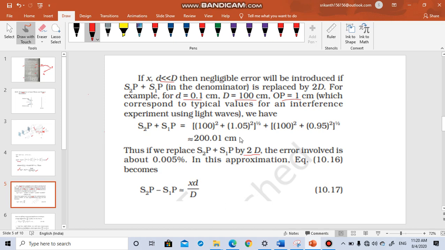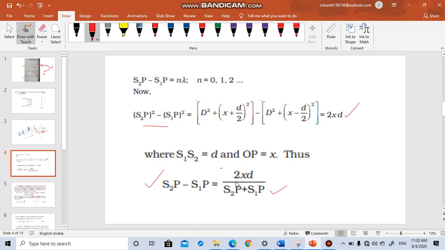If you calculate this value, you will get 200.01. If you take 2D, 2 into capital D, you get 200. So how much error is there? The error is 0.005%. So you can say that S2P plus S1P is approximately equal to 2D. Now you need to substitute that in this equation. So it is 2xd divided by 2 capital D, and 2 and 2 will be cancelled.